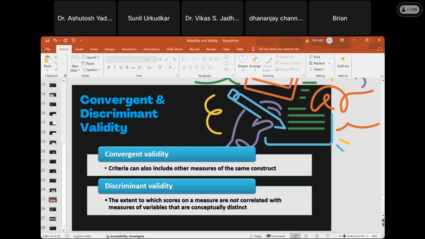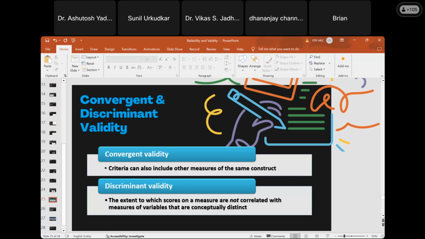Discriminant validity, on the other hand, is the extent to which scores on a measure are not correlated with measures of variables that are conceptually distinct.